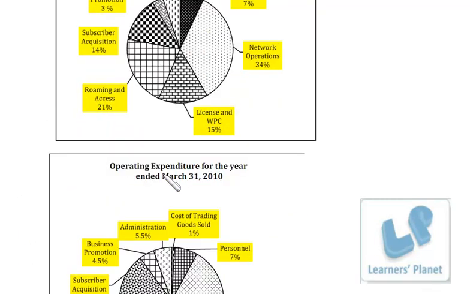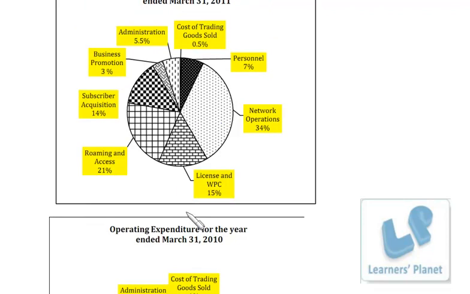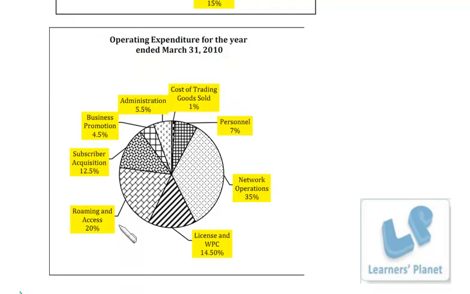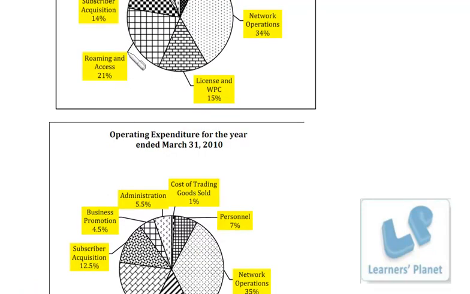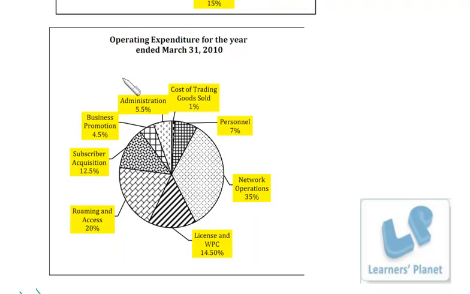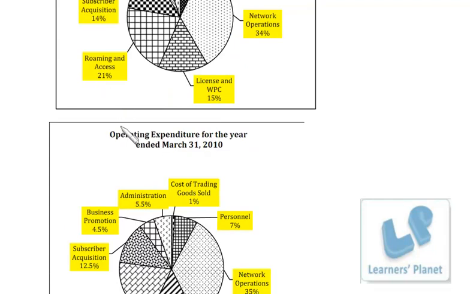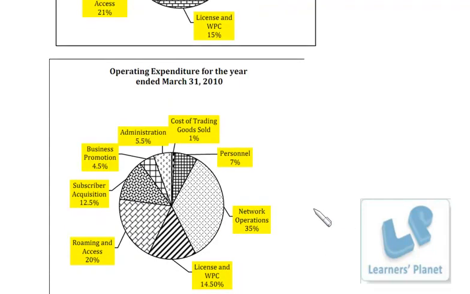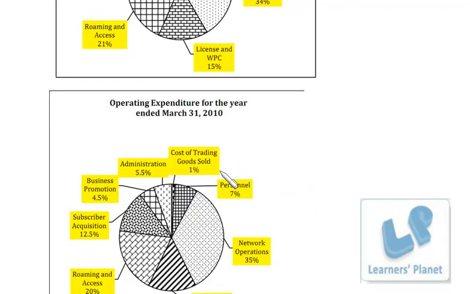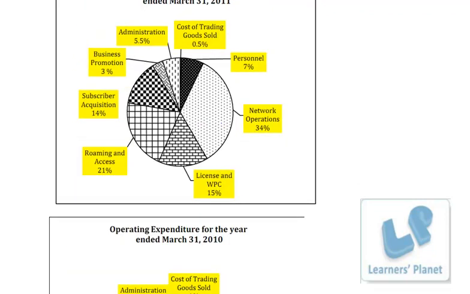Then just check others. Personnel, it is the same, so it's not going down. Administration, it is the same. Business promotion, it is down from 4.5% to 3%, so just one more. Then subscriber acquisition, it's 12.5%, it is 14%, so it's not going down. Roaming and access 20% here, and here it is 21%, so ruled out. License and WPC 14.5%, it is 15%, so not down. Network operations 35%, and here it is 34%.